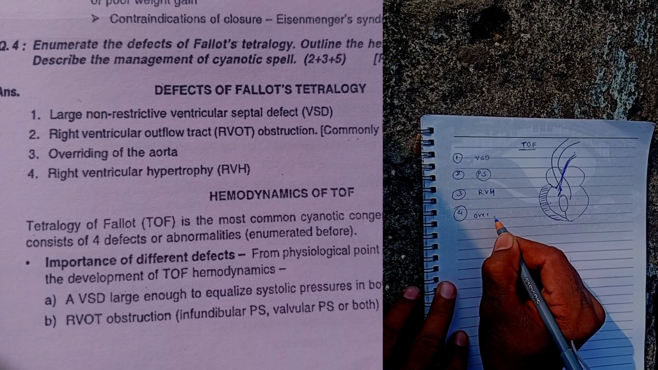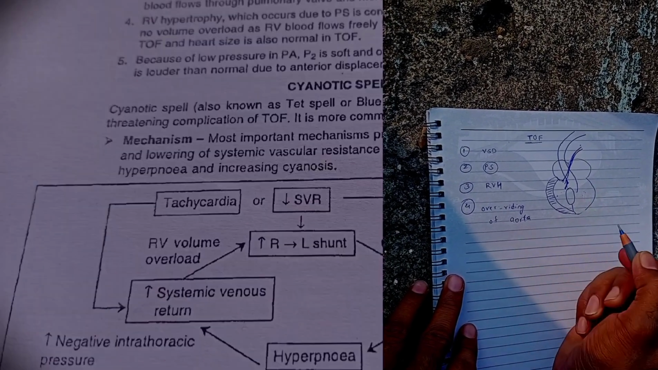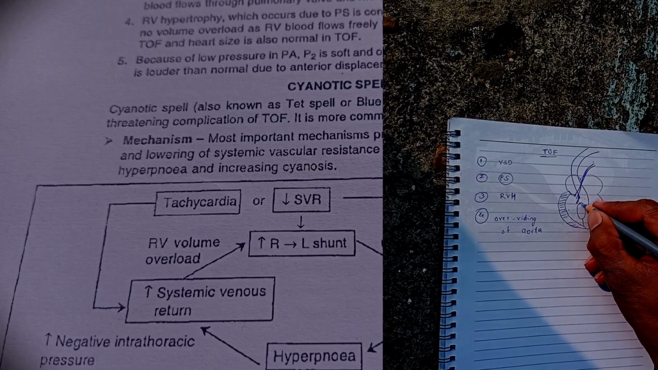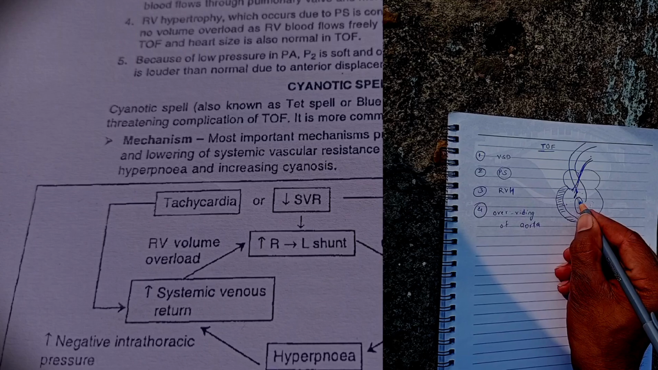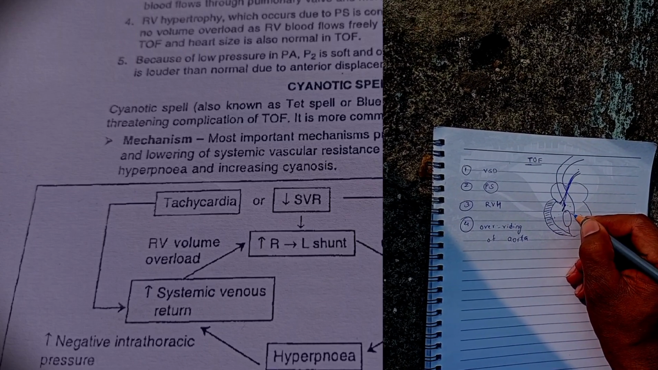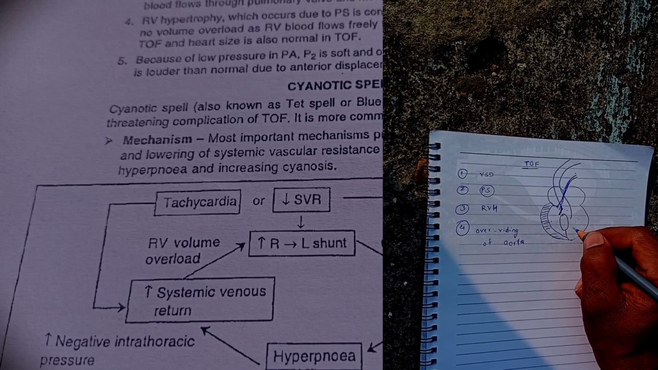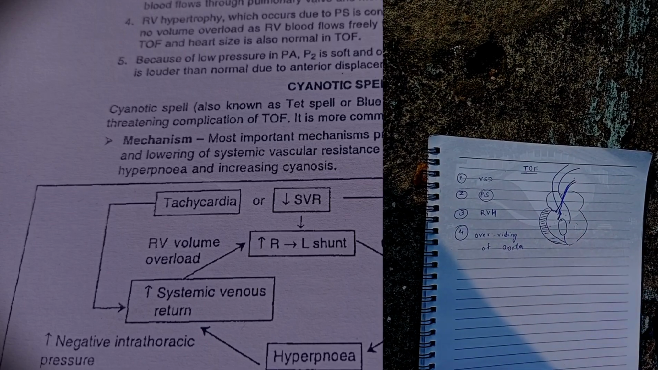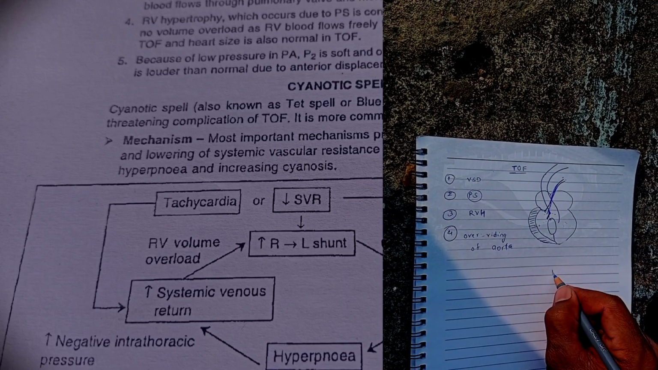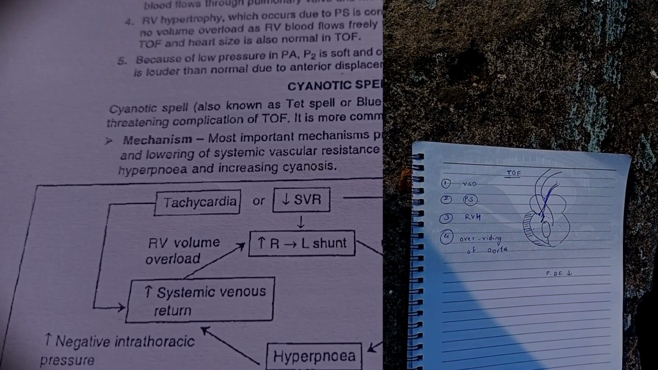dioxide, and also increases pH, which will lead to stimulation of the central nervous system to increase the breathing rate, which is called hyperpnea. Hyperpnea stimulates the sympathetic system to increase venous return and also tachycardia. It leads to more blood filling in the right side of the heart, which finally leads to more right to left shunt in the TOF baby, which increases the cyanosis, and the baby looks blue. This is called a cyanotic spell in Tetralogy of Fallot.